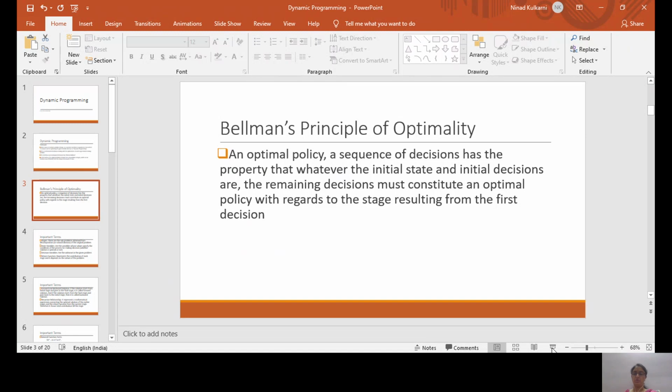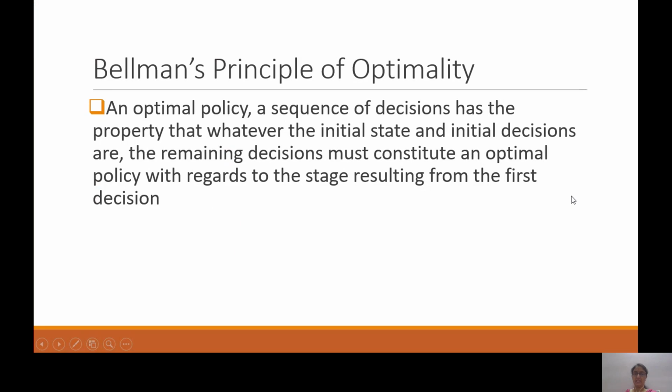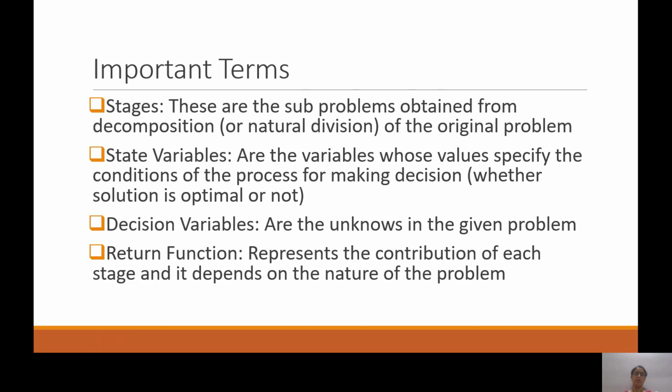So this principle you need to understand properly, and this is the statement given by Bellman, which tells what is the concept of optimality. Important terms, first is stages. These are the sub-problems obtained from division of the original problem. State variables are the variables whose values specify the conditions of the process for making decision. So state variables will decide whether the solution is optimum or not.